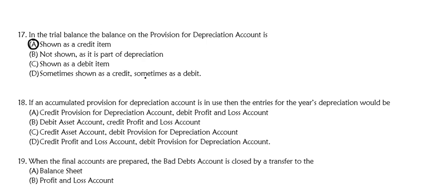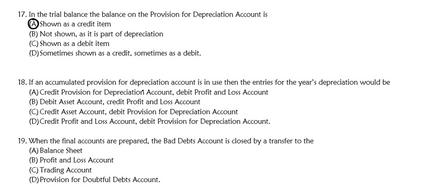If an accumulated provision for depreciation account is in use, then the entries for the year's depreciation will be... Now here they are asking you for the journal entry that is used to record depreciation. If you're to record the depreciation, what journal entry are you going to use when recording depreciation?